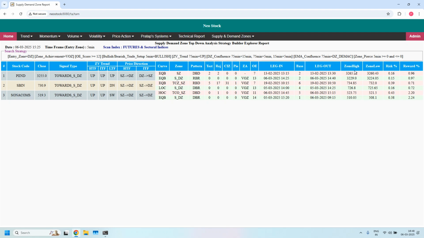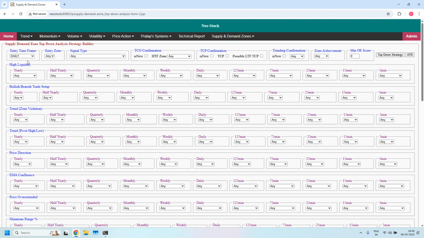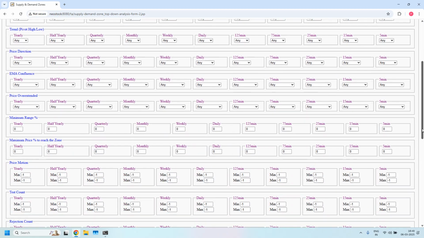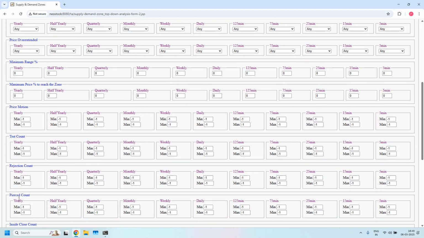Next, we will generate a bearish trade setup for hourly income trade. Entry time frame 5 minutes. Entry zone, supply zone. In bullish or bearish trade setup at 5 minutes, I am selecting bearish. And 5 minutes zone confluence should be violated opposing zone. Minimum odd enhancer score 12. And the 5 minutes supply zone should not be pierced. So in the pierced count at 5 minutes time frame, I am setting minimum value 0, maximum value 0.